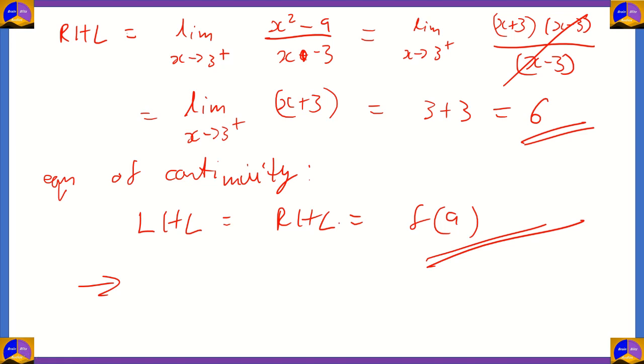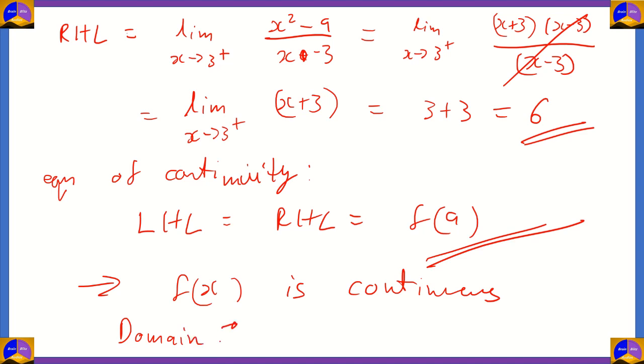So therefore, since f of x is continuous, it means that there is no value of x in the interval minus infinity to infinity where f of x does not exist. So therefore, that indirectly tells you that the domain of f of x will be the set of real numbers, that is, the open interval minus infinity to infinity.